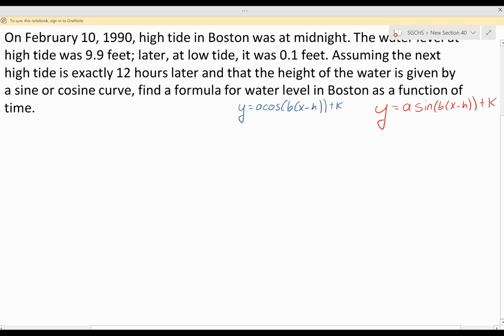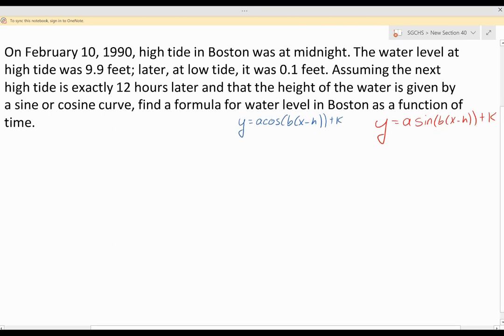So on February 10th, 1990, high tide in Boston was at midnight. The water level at high tide was 9.9 feet. Later, at low tide, it was 0.1 feet. Assume the next high tide is exactly 12 hours later and that the height of the water is given by a sine or cosine curve. Find a formula for water level in Boston as a function of time.